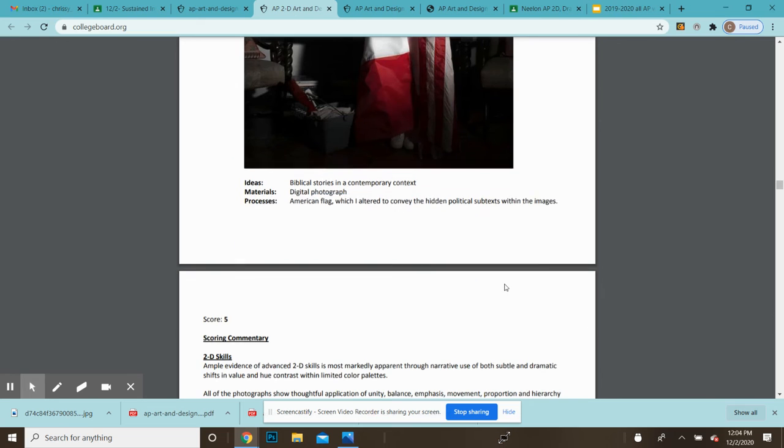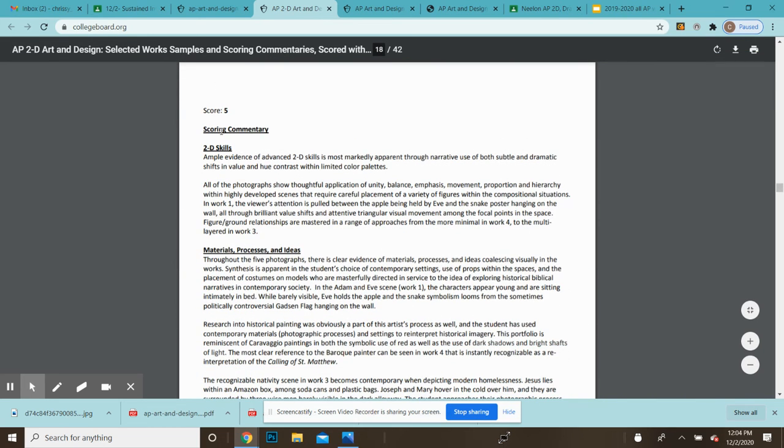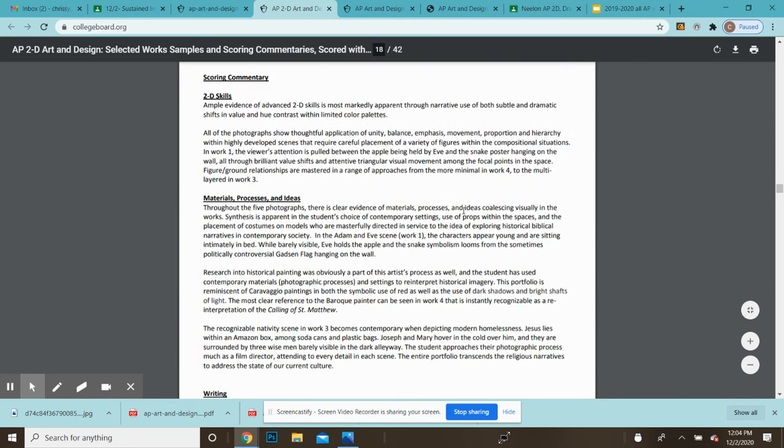If you want to take the time to come through and look at these, they actually give you a why this is a score of a 5 based on what the rubric says. And here they talk about the skills that are in the art. We're already past that. We have the art already. So materials, processes, and ideas. It tells you that it got the 5 because there's clear evidence of the materials, processes, and ideas.